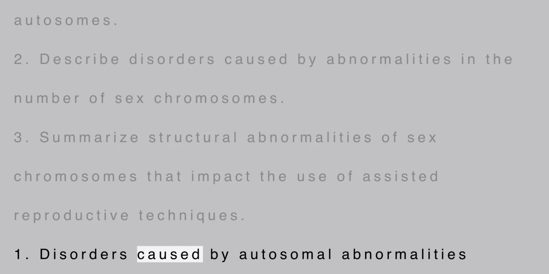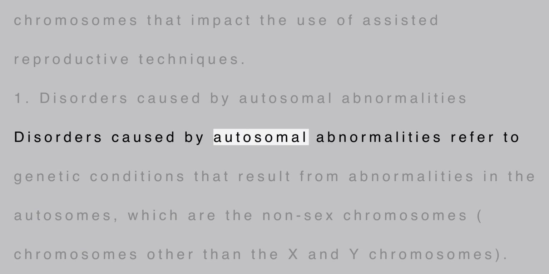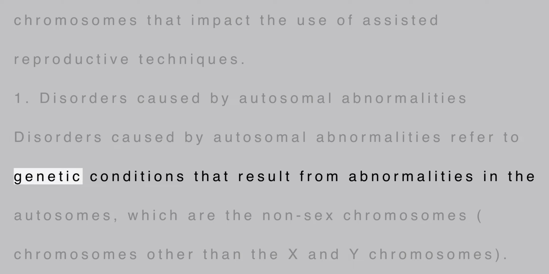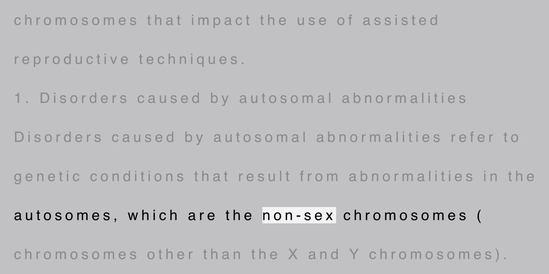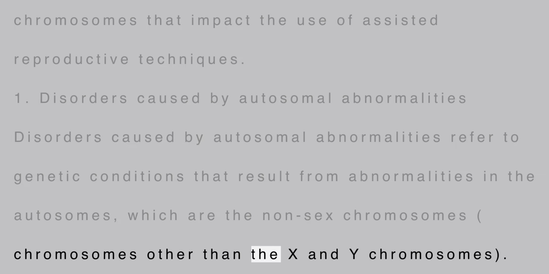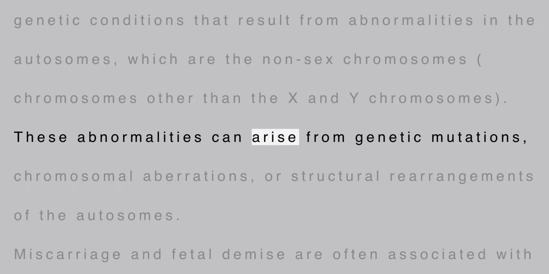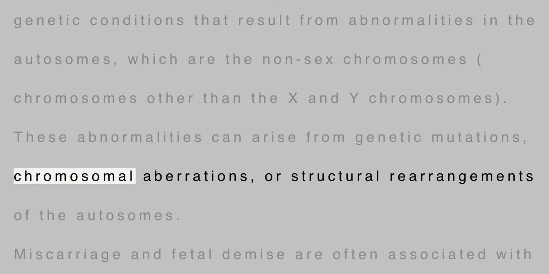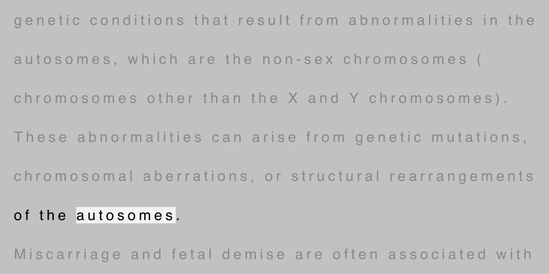1. Disorders caused by autosomal abnormalities. Disorders caused by autosomal abnormalities refer to genetic conditions that result from abnormalities in the autosomes, which are the non-sex chromosomes, chromosomes other than the X and Y chromosomes. These abnormalities can arise from genetic mutations, chromosomal aberrations, or structural rearrangements of the autosomes.